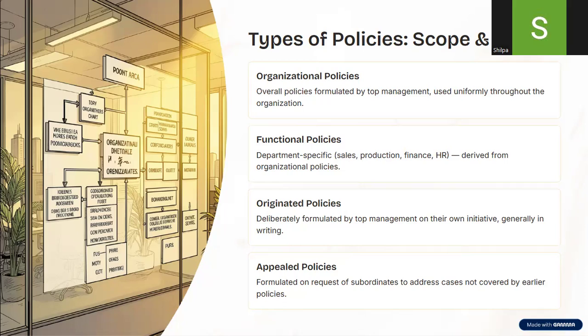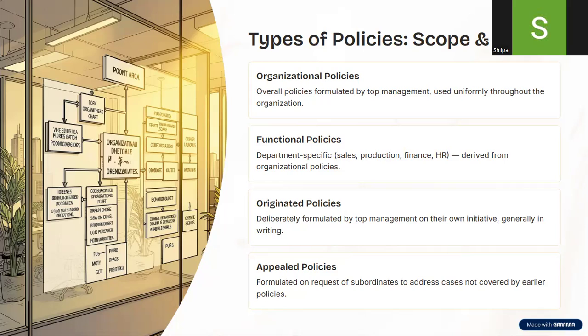Up next is organizational originated policies. The policies which are deliberately formulated by the top management on their own initiative are called originated policy. Means any policy which the top management has deliberately formed is called an originated policy. For example, some companies may allow remote work and hybrid work mode, that is work from home, wherein some companies may not allow work from home, where the employees are required to come on a regular basis and fulfill their duties by coming to the office. So that could be an example of an originated policy.